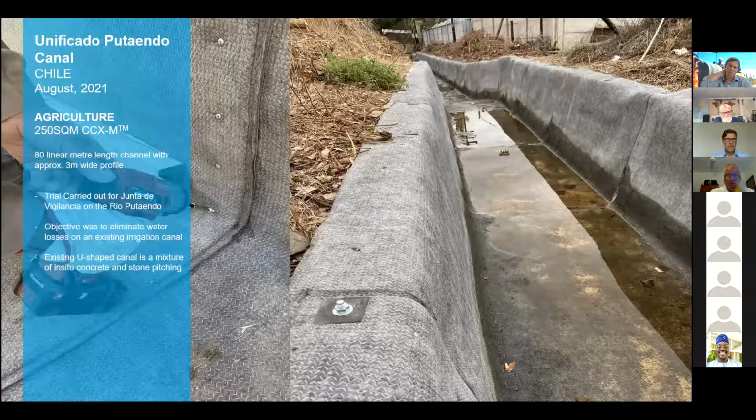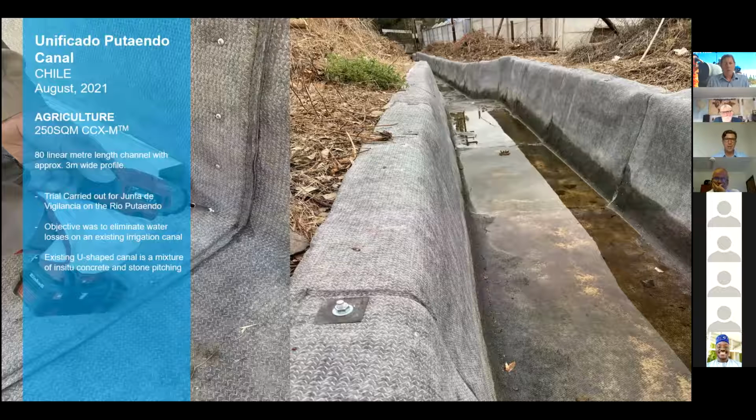Our third case study is from Chile, where 80 meters of canal required remediation of an existing stone-pitched U-shaped canal in as short a time frame as possible. The trial was used to demonstrate the speed and effectivity of CCX mat for remediation of U-shaped canals.